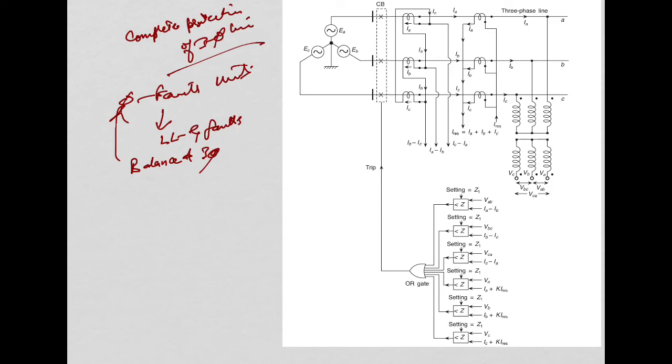So from this, for the phase AB fault, BC fault, CA fault, then this ground fault, and the ground fault. So with the combination of these 6 measuring units, all the faults can be catered. That is, it will calculate Z1 and all the faults can be catered, and this OR gate is used, and this is basically the complete protection of the three-phase line.